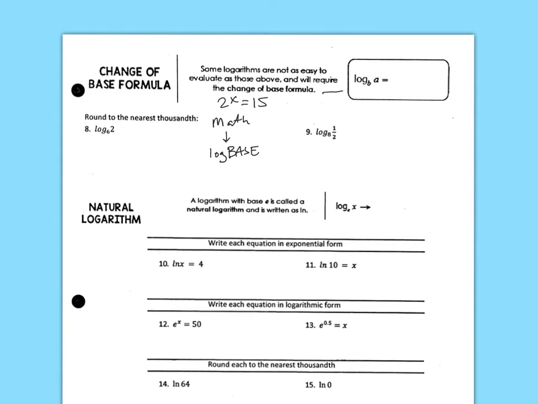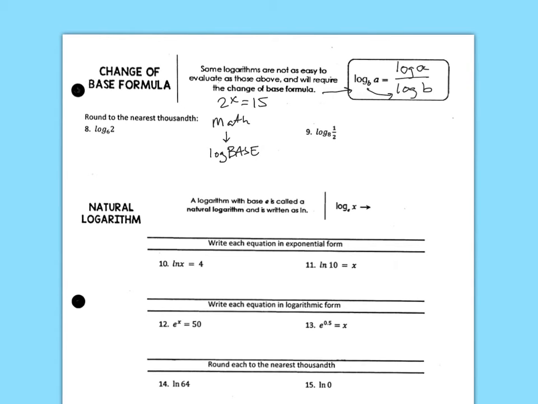The change of base formula, I'm going to put over here. Instead of using the log with a certain base, we're going to switch everything to the common log. And this is the log of A over the log of B. No base, just the common log, because every calculator has that button. Basically, the base goes on the bottom.